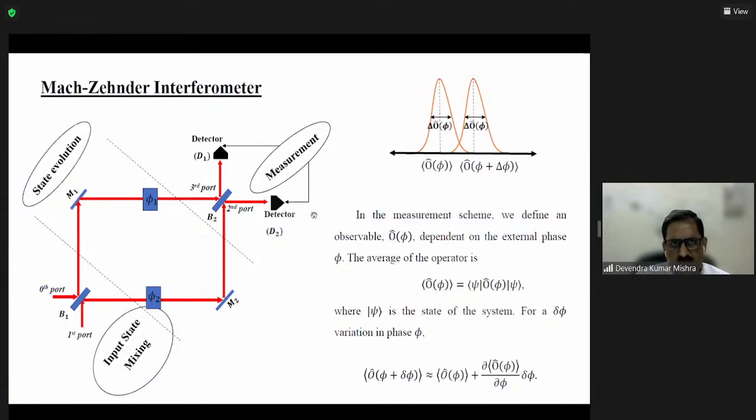So in Mach-Zehnder interferometry, we have 3 steps. First one is input state mixing. Second one is state evolution inside the Mach-Zehnder interferometer, and the final stage is measurement. So in a measurement scheme, we define an observable O dependent on the external phase phi. The average of the operator is the expectation value of operator O, which is dependent on the parameter phi, where state psi is the state of the system. For a delta phi variation in the phase phi, the expectation value of operator O dependent on phi as well as delta phi can be written approximately in terms of this relation.